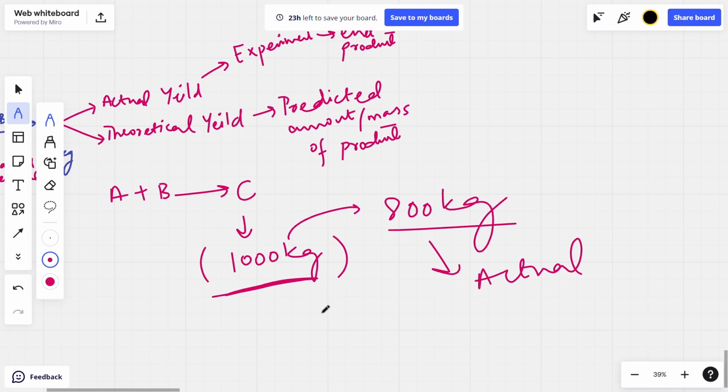So here the question arises: why is there a difference? This difference might be because of external or environmental conditions applied on the chemical reaction, and as a result there is a decrease in the actual yield. We will discuss some of the factors that affect the actual yield here.